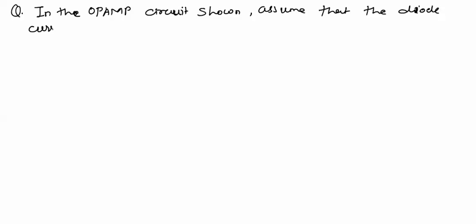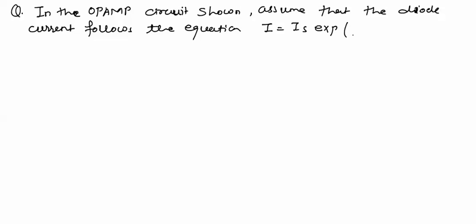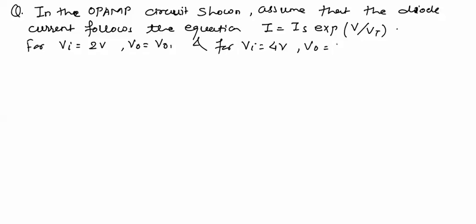In the op-amp circuit shown, assume that the diode current follows the equation I equal to Is exponential of V upon Vt. For Vi equal to 2 volt, V naught equal to V naught 1, and for Vi equal to 4 volt, V naught is equal to V naught 2.